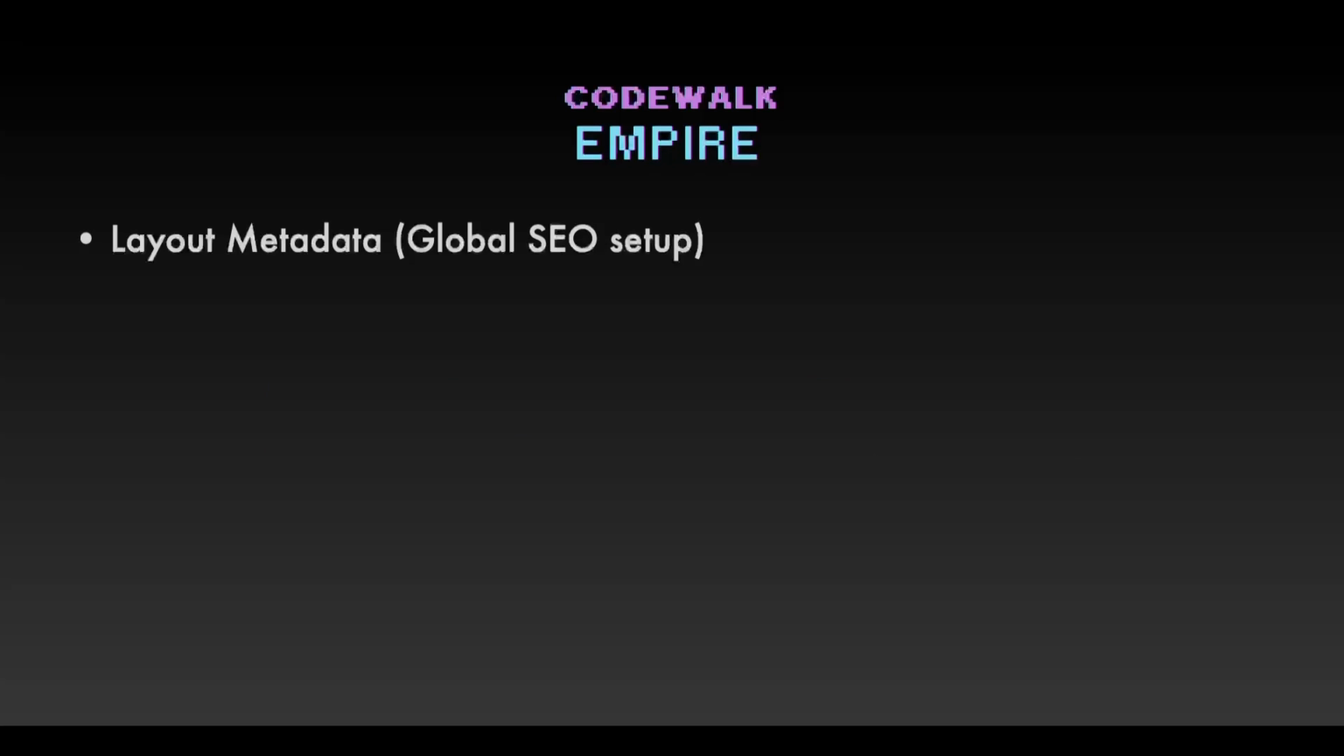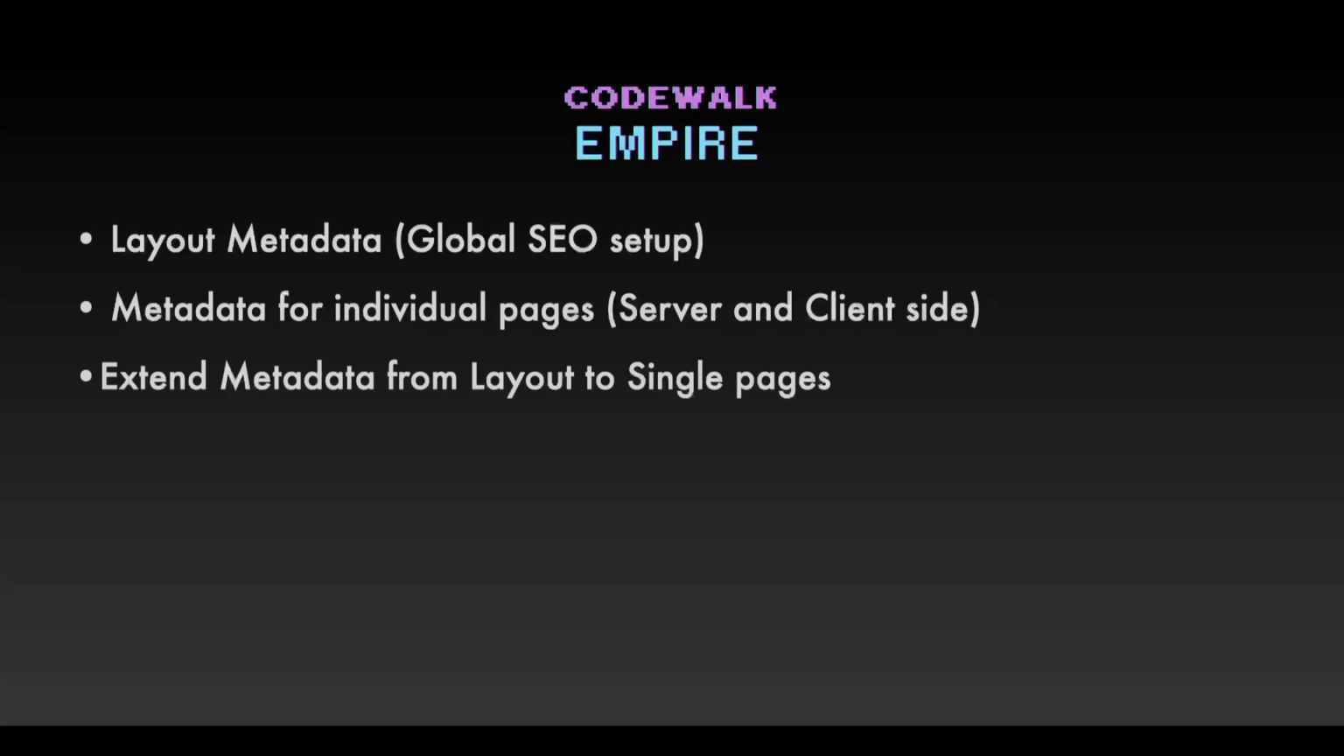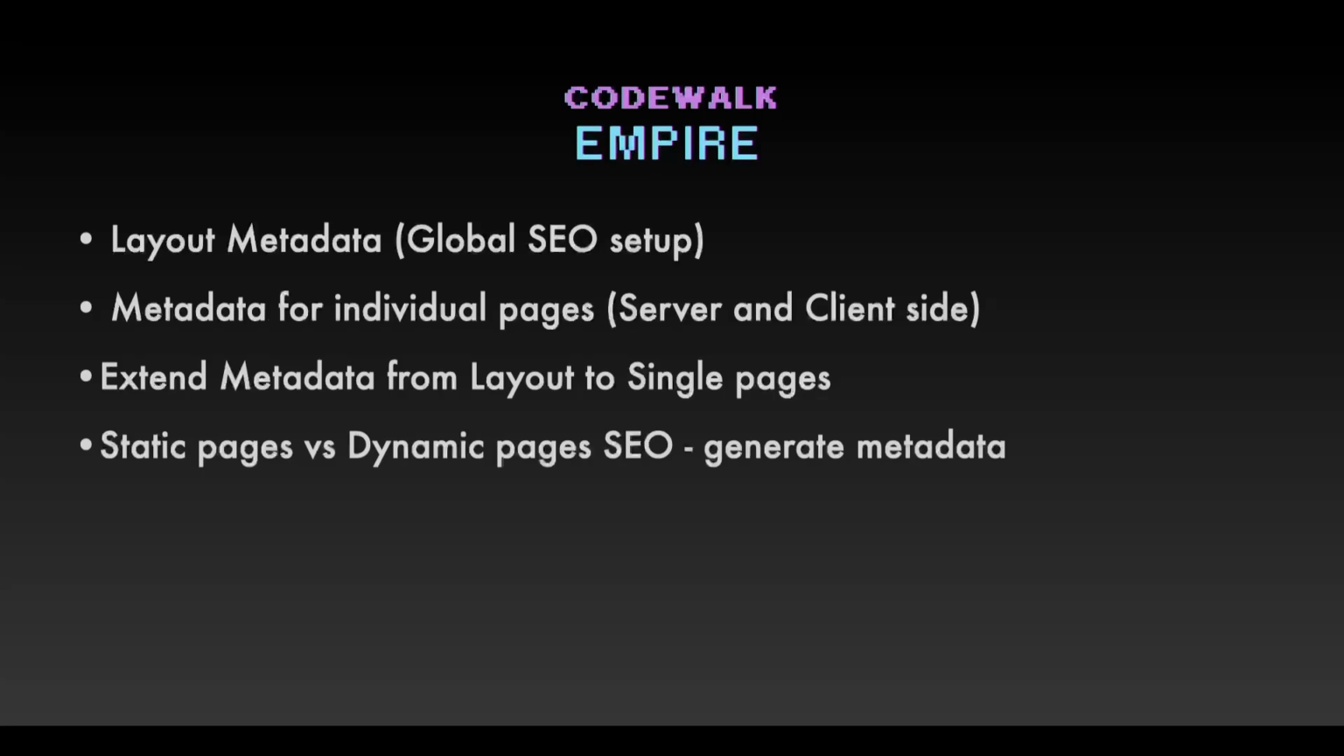You're going to learn how to add a global SEO setup, which is through a layout metadata. We are going to cover metadata for individual pages, so server and client side. We are going to learn how to extend the metadata from layout to single pages, then how to generate metadata for dynamic pages. Of course, about Open Graph protocol and how to add an Open Graph image to your website, how to add a sitemap, and how to add robots. So without further ado, let's get started.